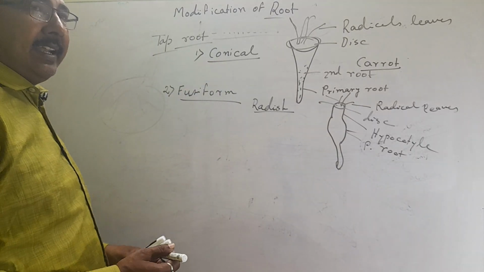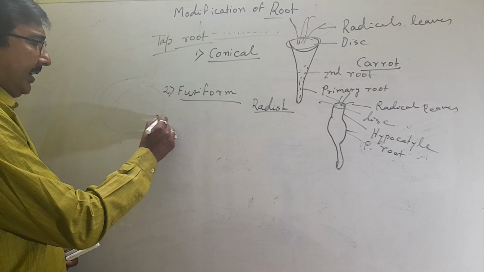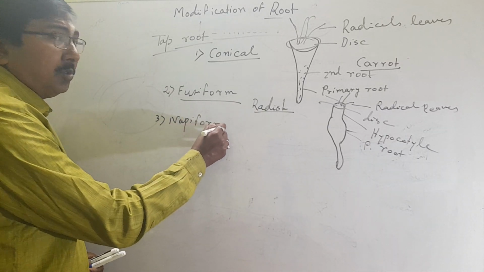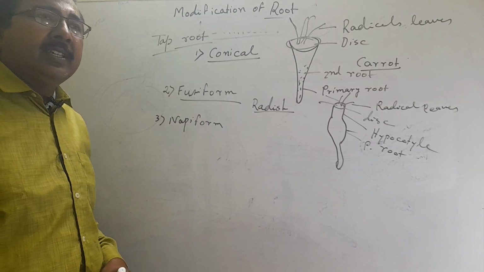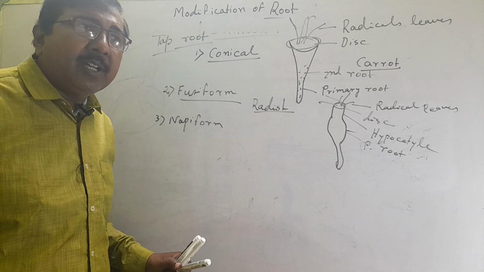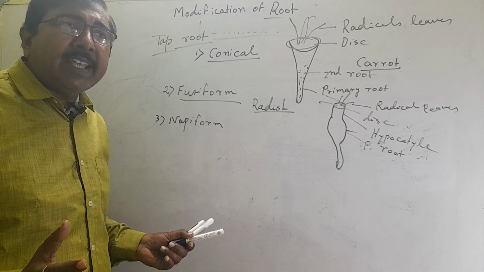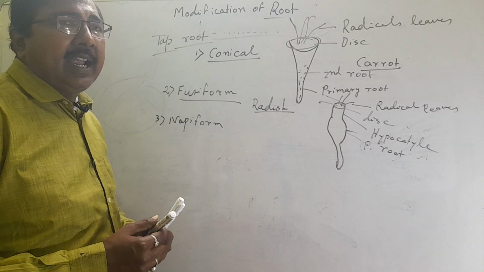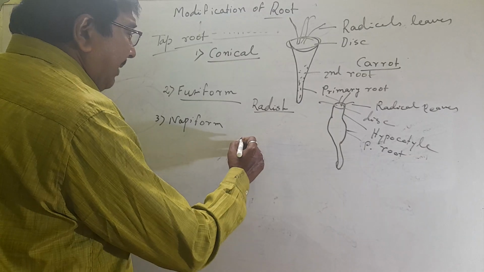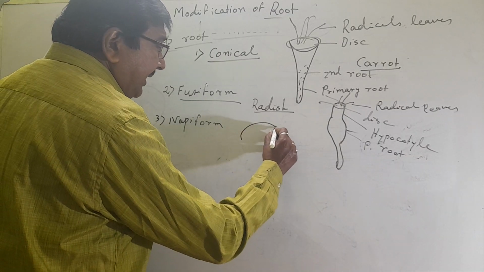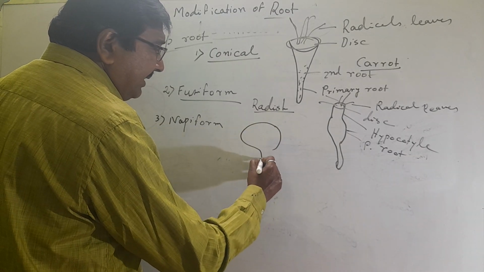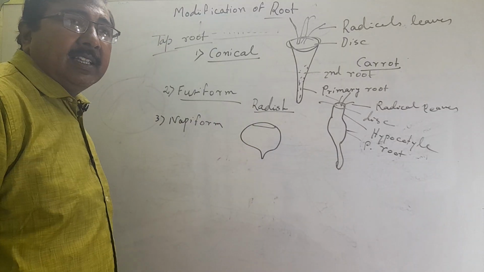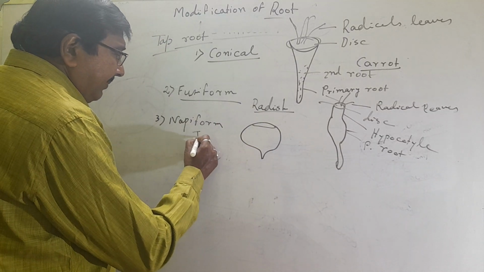Next, number three, napiform root. This type of root becomes swollen and spherical at the upper end and tapering at the lower end. The upper end becomes swollen and the lower end just tapers like this. The example is turnip.